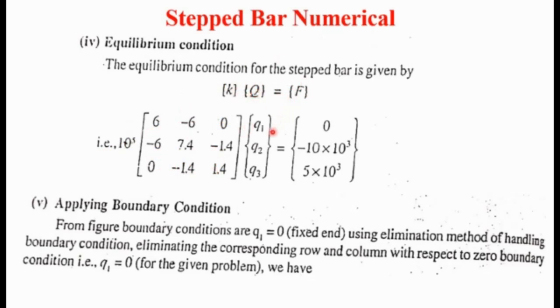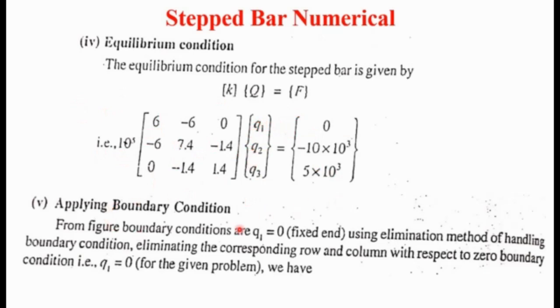Then q means q1, q2 and q3. The displacement matrix is equal to the load matrix, that is 0, minus 10 into 10 raised to 3, then 5 into 10 raised to 3. This is the load vector F. After preparing the equilibrium equations, we have to apply the boundary conditions.